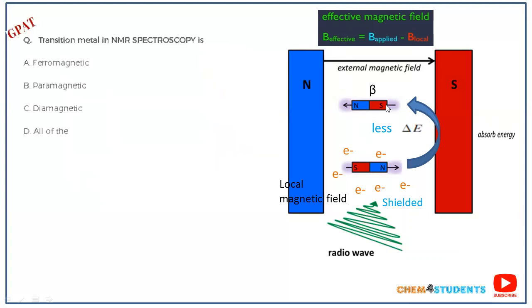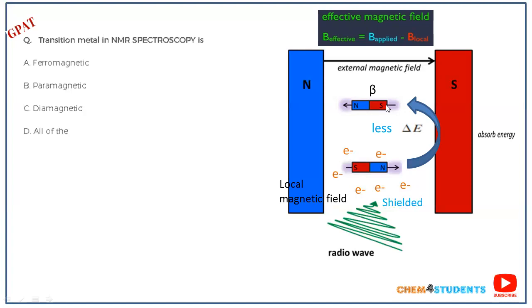Here is the GPAT question on this concept. Transition metal in NMR spectroscopy is: option A, ferromagnetic; option B, paramagnetic; option C, diamagnetic; option D, all of the above.